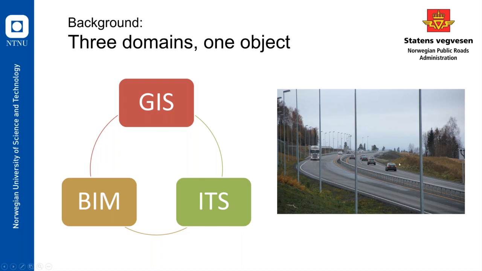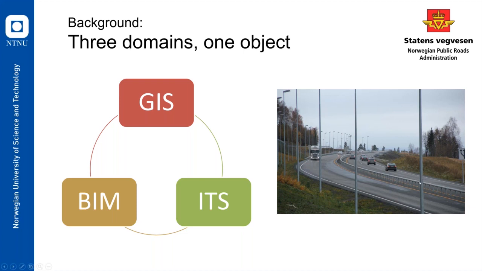And later it is being built, and the building information model is being used in the construction phase. And after that, we need to update the geographic information systems with the correct information now that we have changed the real world. But also what we are talking about here is the intelligent transportation systems that also need this information.